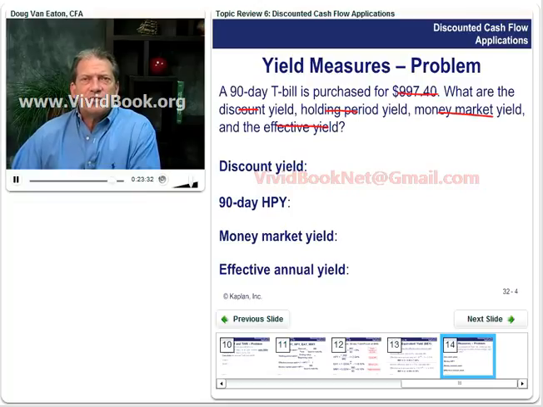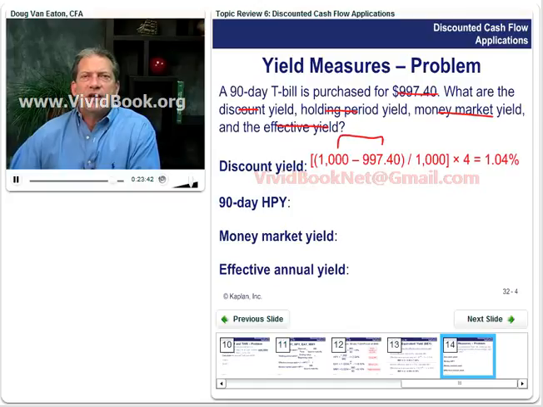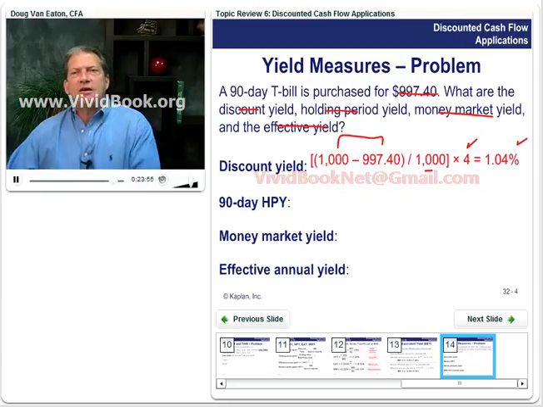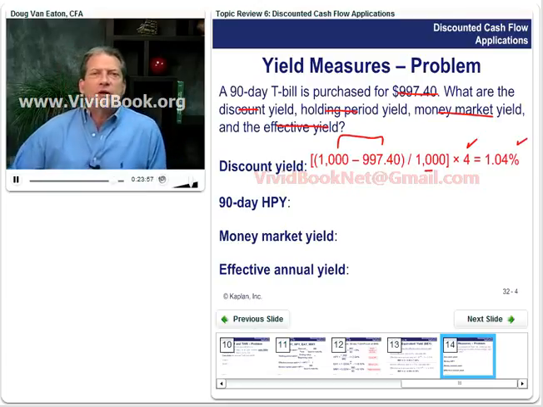Well, the discount is just the percentage discount from face value. Here's our discount. What is that? $2.60 over 1,000. So that's 0.26%, but it's a 90-day bill. We have to annualize this discount yield and come up with a discount yield of 1.04%. Now, as far as our holding period yield, we're going to invest $997.40 and we're going to earn $2.60 over 90 days.